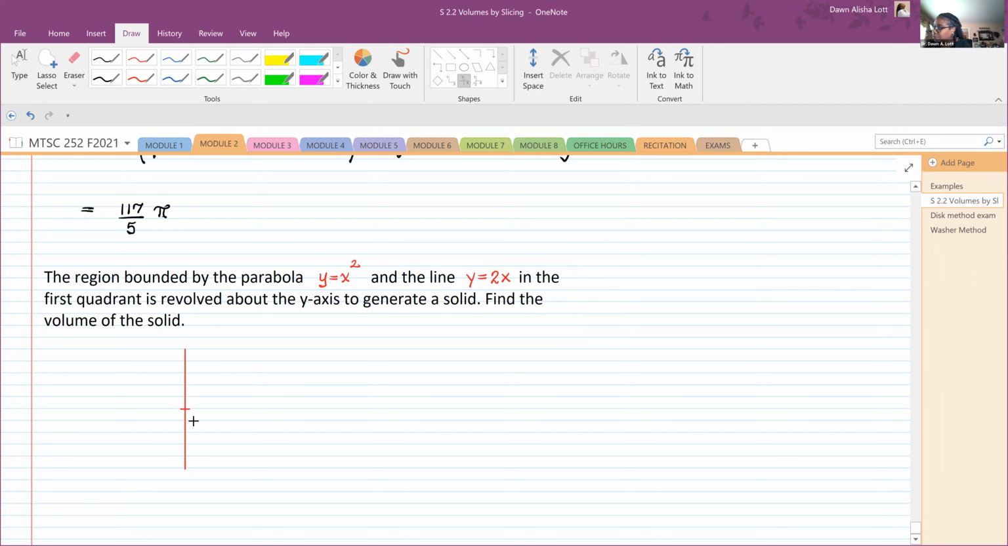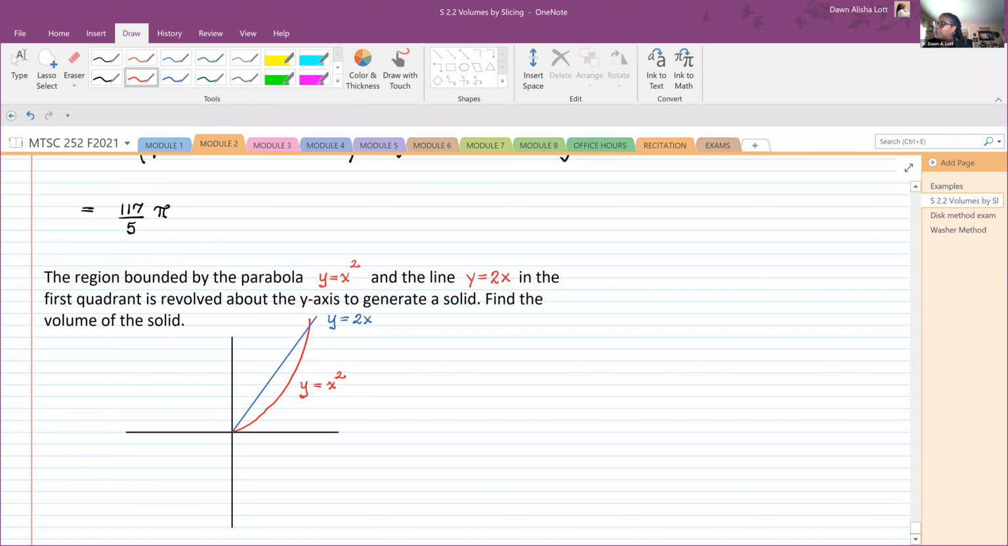Okay, so Gustavo's picture, if you did not see that, has a parabola. Okay, so we have y is equal to x squared. This is the first quadrant, so I'm only worried about this. And the line y is equal to 2x. So I get something that looks like this. Okay, so the blue is y is equal to 2x. And the red is y is equal to x squared.